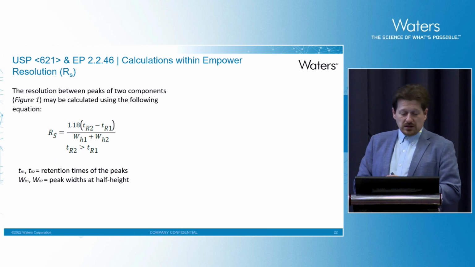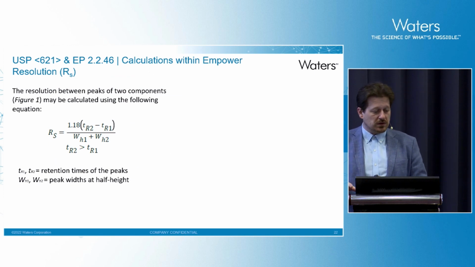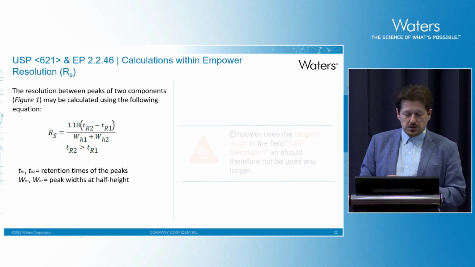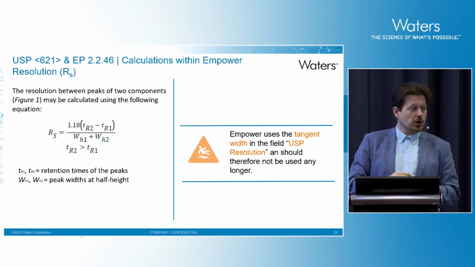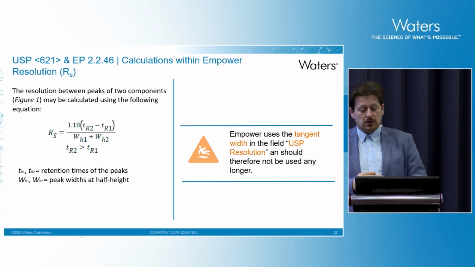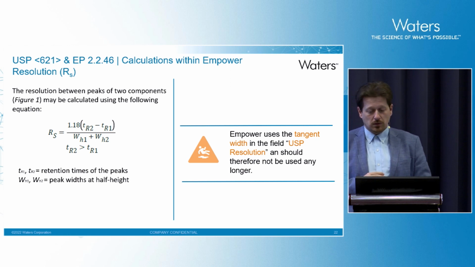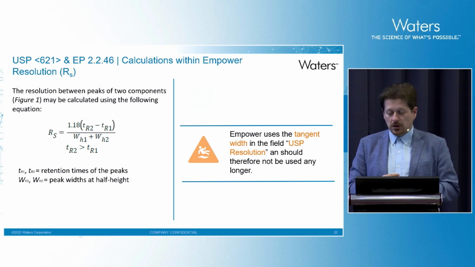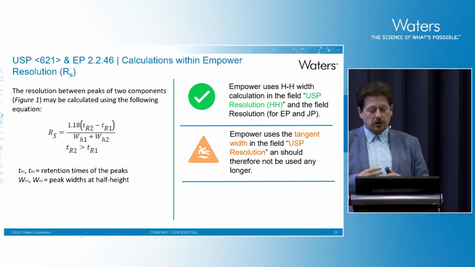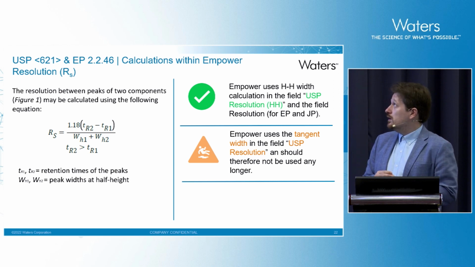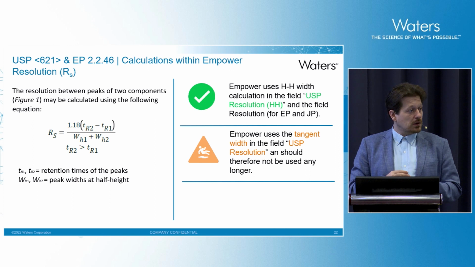Yeah. We had the change in the resolution. We are moving away from the tangent. We are using the half-width approach. In Empower, it means that the field USP Resolution should not be used anymore. This field is using tangent. So remove it from your processing methods and from your reports, go to another field, and the field is called USP Resolution at Half Height. So it's already there. This is good. We don't need a custom field. It's also there in EP and JP when you make this pharmacopoeia selection.